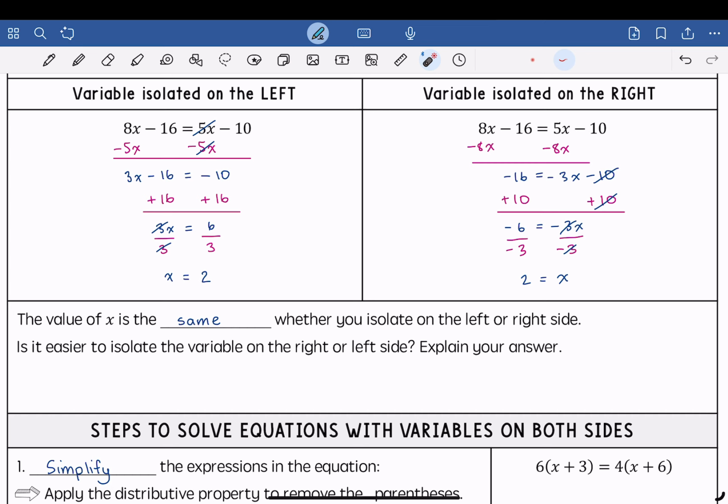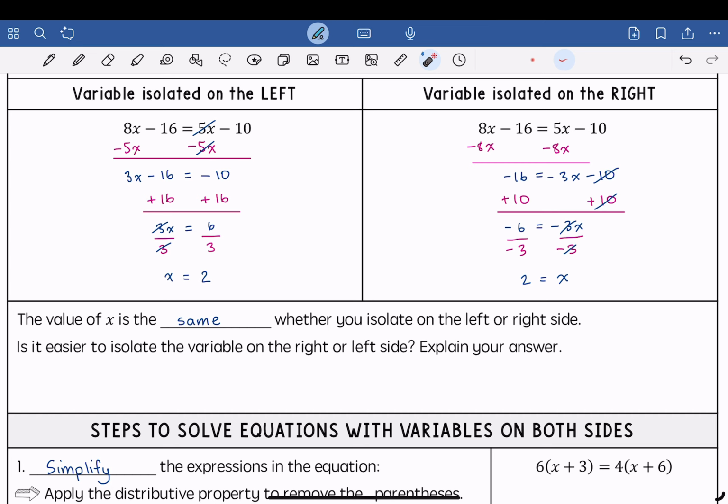And maybe for you, if you like dealing with negatives and you're really good at remembering, multiplying, dividing, and applying the double sign rules, then maybe either is the same level of difficulty. But usually we try to avoid negatives. Like on the right side, we have negative 6 divided by negative 3 versus on the left side, when we isolate it on the left, we have positive 6 divided by positive 3. So usually people would find this side a bit easier. So is it easier to isolate the variable on the right or left? So in this situation, it would be on the left side.